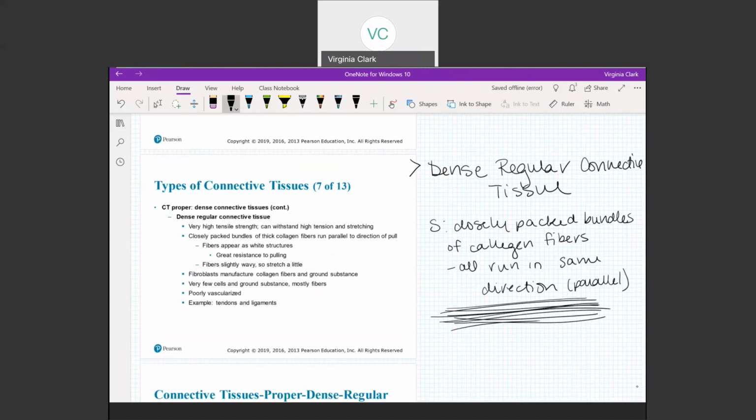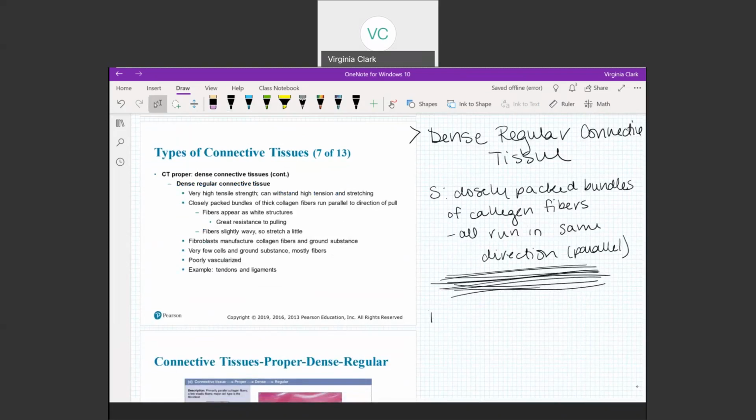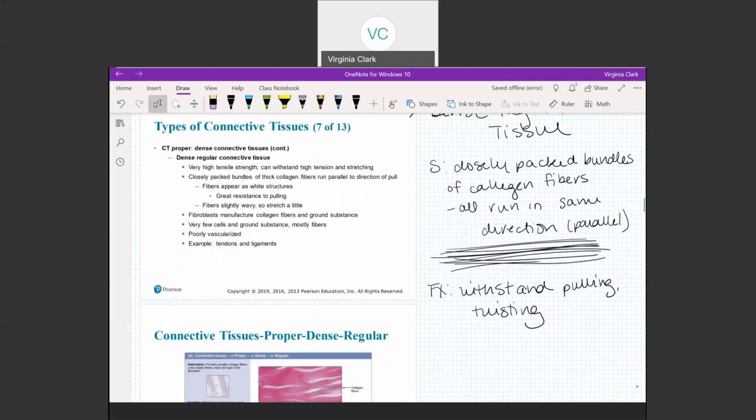So that is essentially going to give it its function. When it has this structure, it's able to withstand a lot of tension and pulling and stretching and twisting. So it has the ability to maintain the integrity of its shape. It is also going to be poorly vascularized. There is not a lot of blood supply for this tissue. But where do you find this? The location? You will find these wherever you have tendons and ligaments.